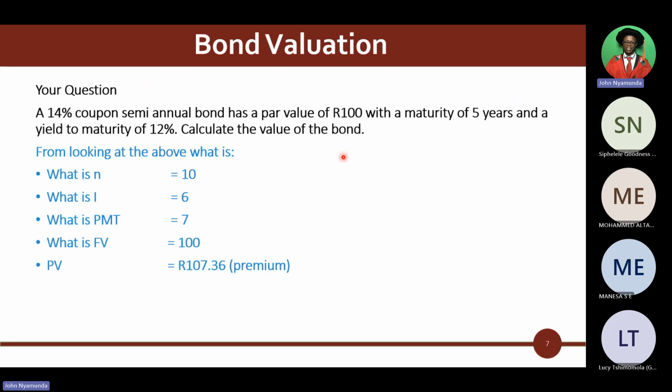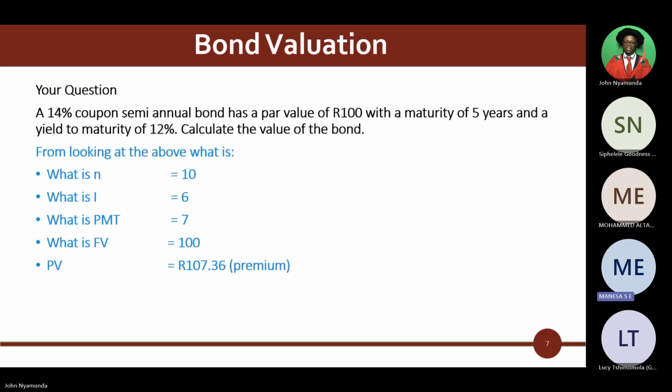Future value of 100. Present value, you find your present value, then it's 107. We call it a premium bond. And Mohammed was right. Manessa, what happened there? Manessa, what happened?